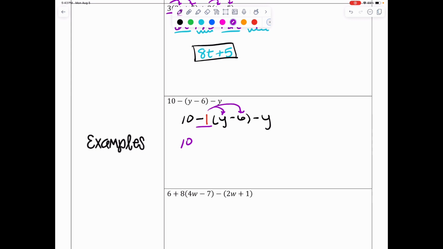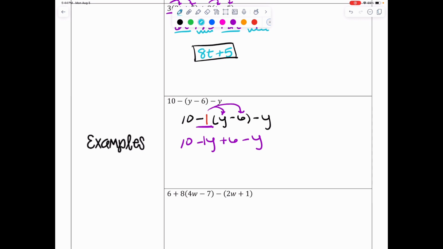I am not doing 10 minus 1 first. Multiplication comes before subtraction in order of operations. So the 10 just gets copied. We're not doing anything with that. We're taking the -1 and timesing it by y. So that would be -y or -1y if you want to write the 1 in. And then -1 times -6 would be +6.